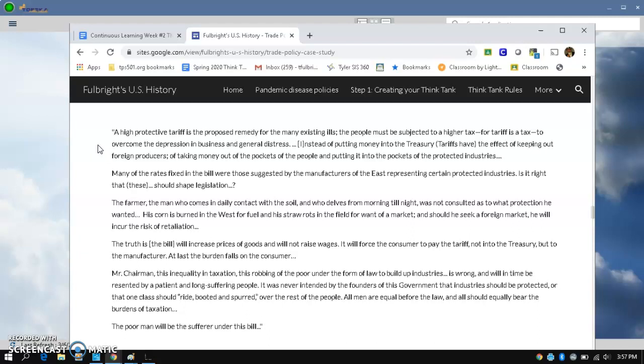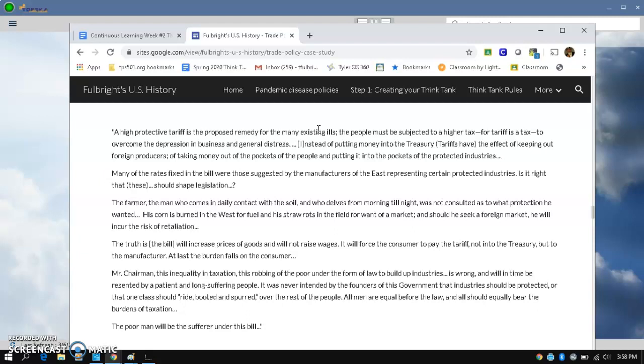for tariff is a tax, to overcome the depression in business and general distress. Instead of putting money into the treasury, tariffs have the effect of keeping out foreign producers, of taking money out of the pockets of the people and putting it into the pockets of the protected industries. Many of the rates fixed in this bill were those suggested by the manufacturers of the East, representing certain protected industries. It is right that these men should shape legislation.